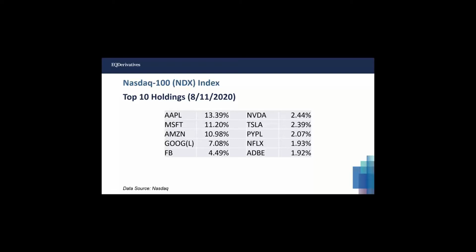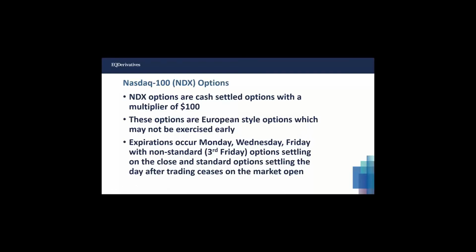And for the most part, I would say 8 of the 10 stocks on here definitely benefit from the work from home trend. Tesla would not be one of them, although Tesla has done quite well over the last 6 months as well. So you can just see why the Nasdaq 100 has been a huge outperformer this year, really just based on the types of companies that make up the Nasdaq 100.